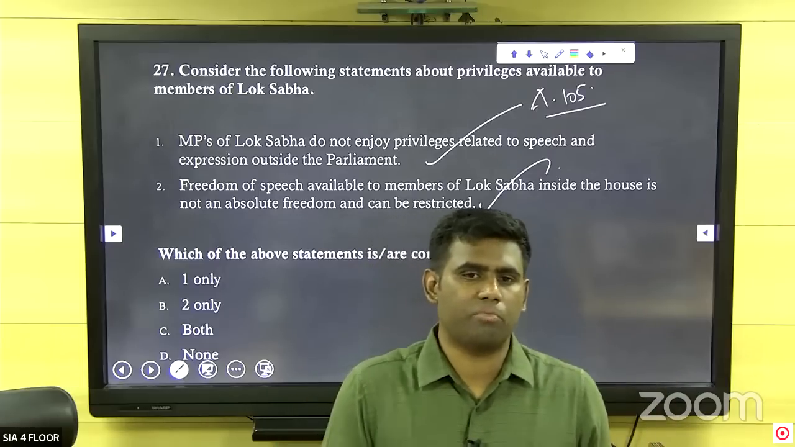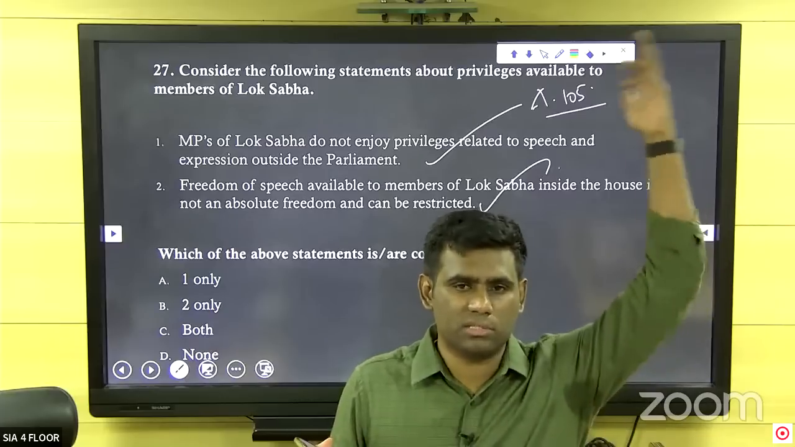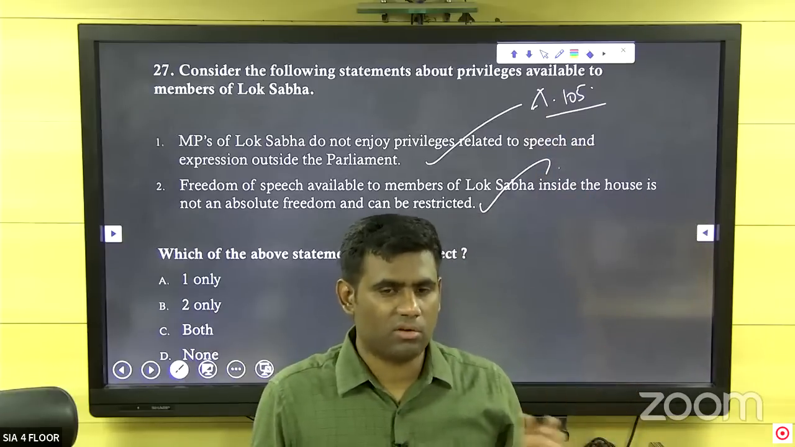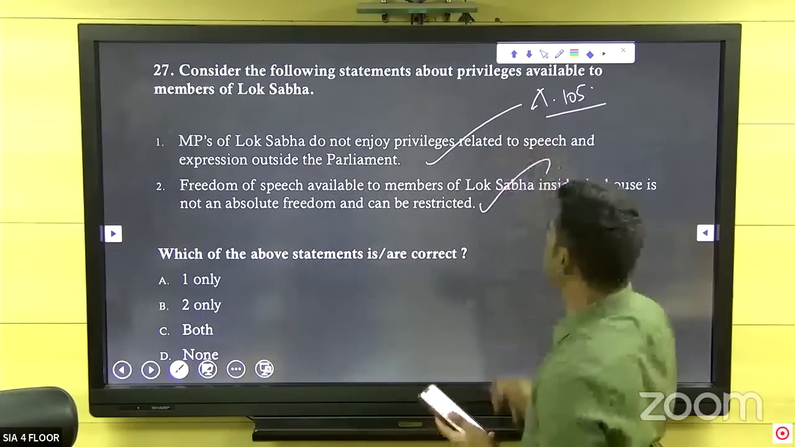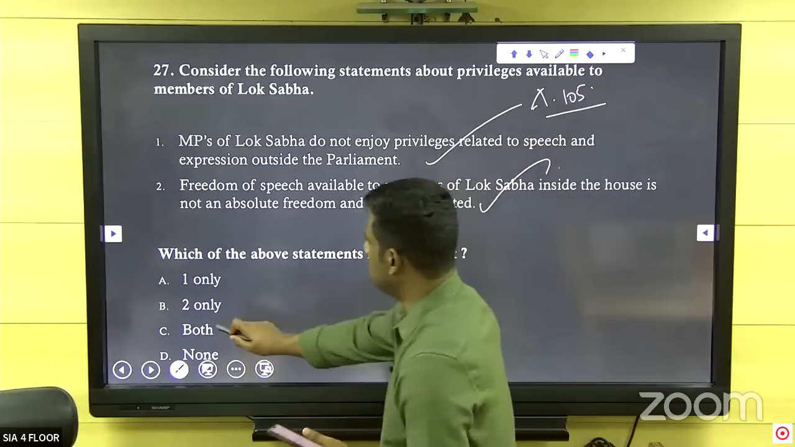Okay, so yes, restrictions can be imposed. It's not that a member of Parliament can simply stand up and speak bad words in the Parliament. That is not allowed because it is against decency and morals. Okay, so both statements are correct. So C is the answer.